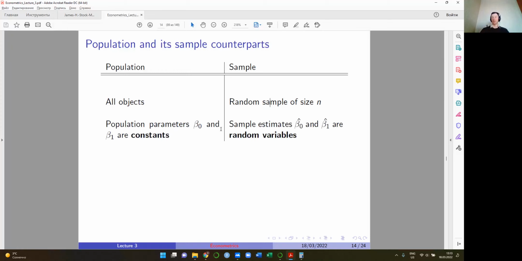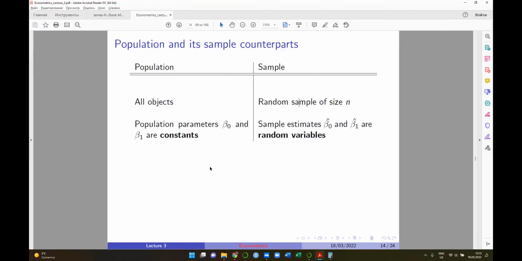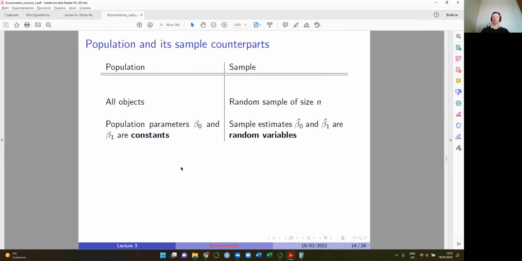Well, population parameters, beta 0 and beta 1, those are constants, as in mathematical statistics, like other parameters of the distribution. The sample estimates, beta 0 hat and beta 1 hat, are random variables. These things are calculated based on a sample, and because the sample is random, beta 0 hat and beta 1 hat are also random.